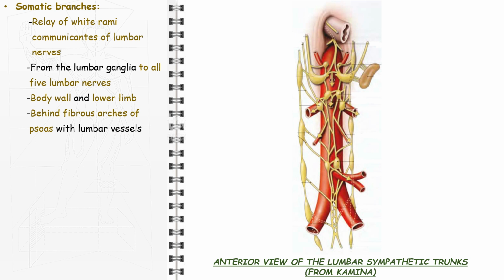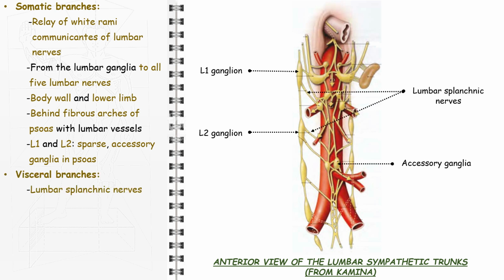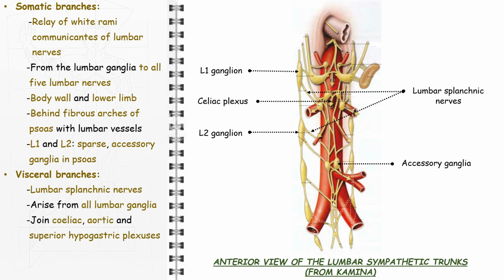Those for L1 and L2 are very sparse, since almost all the relay at these levels takes place in the accessory ganglia in psoas. Visceral branches, lumbar splanchnic nerves, arise from all lumbar ganglia to join the celiac, aortic and superior hypogastric plexuses.